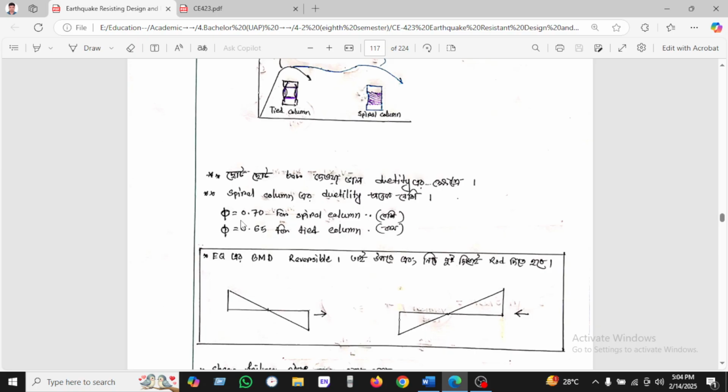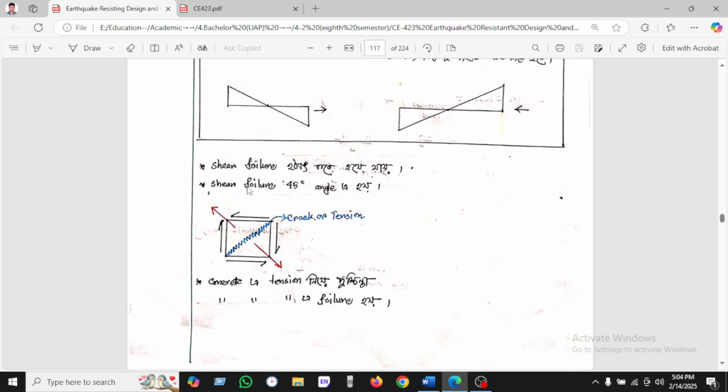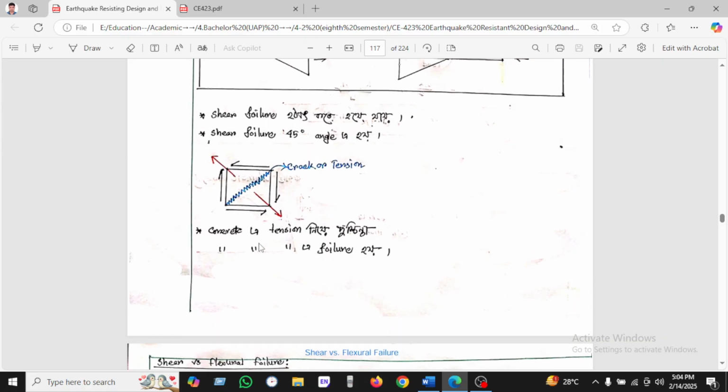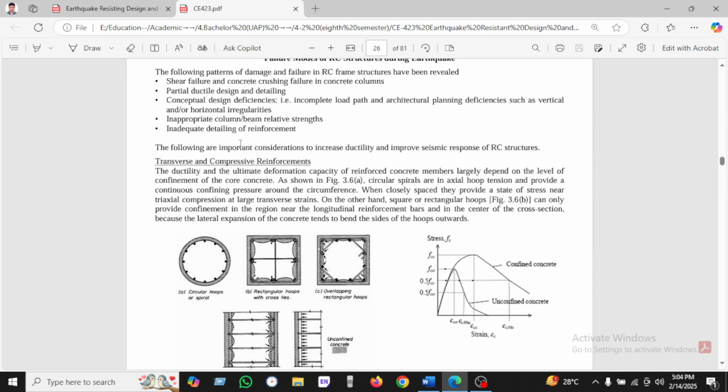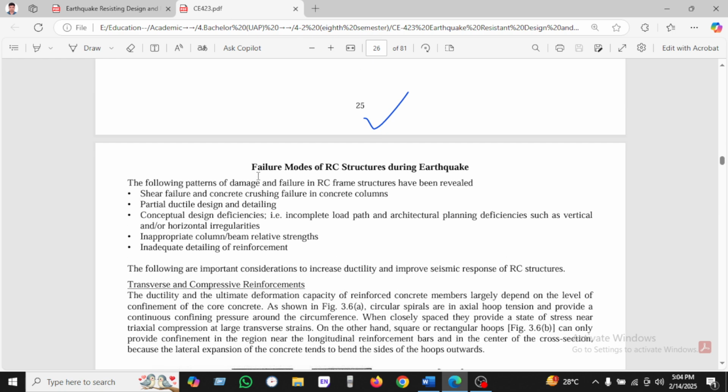We have used the strength reduction factor phi, more for the spiral column than for the tied column, as we have used 0.70. You can see the shear failure, which occurs suddenly, and the shear failure occurs at a 45-degree angle. Here is another failure mode of earthquake, shear failure of concrete column.